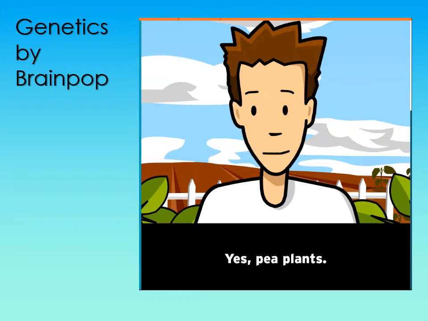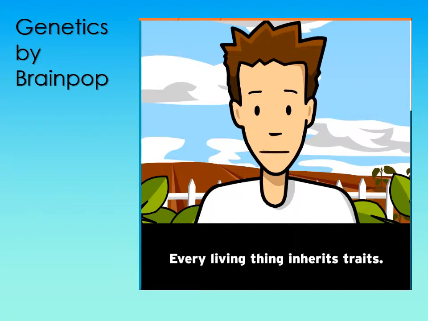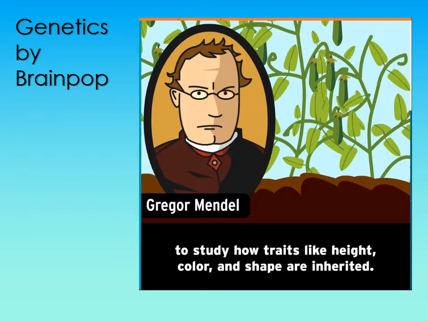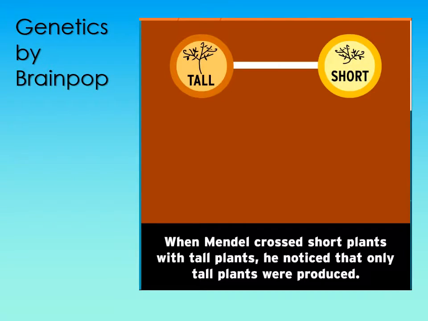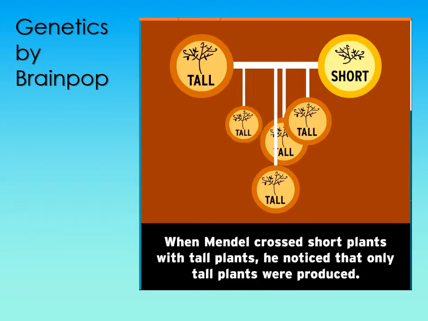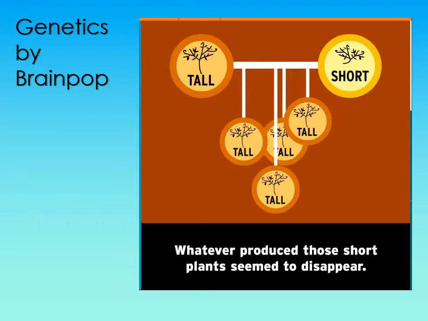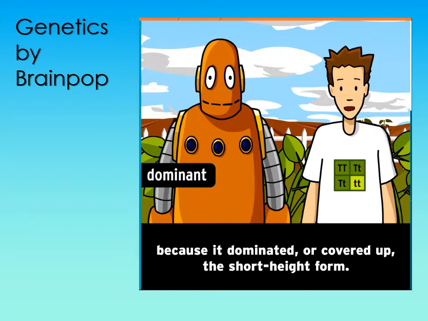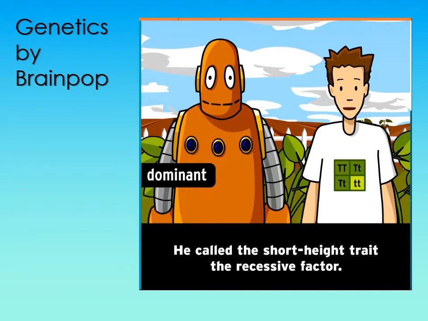Yes, pea plants. Every living thing inherits traits. Back in the 1800s, a monk named Gregor Mendel used pea plants to study how traits like height, color, and shape are inherited. When Mendel crossed short plants with tall plants, he noticed that only tall plants were produced. Whatever produced these short plants seemed to disappear. Mendel called that tall height trait the dominant factor because it dominated or covered up the short height form. He called the short height trait the recessive factor.